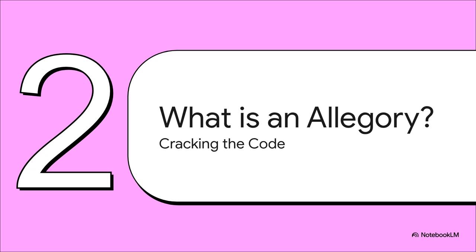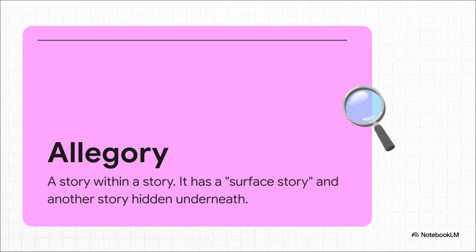So what exactly is it? Okay, so here's the deal. An allegory basically works on two levels. First, you've got the surface story. That's the stuff you see right away. The characters, the setting, the plot. The animals on the farm. But then there's a whole other story hidden underneath, and that's the one the author really wants to tell. The surface story is just a symbol for something else.